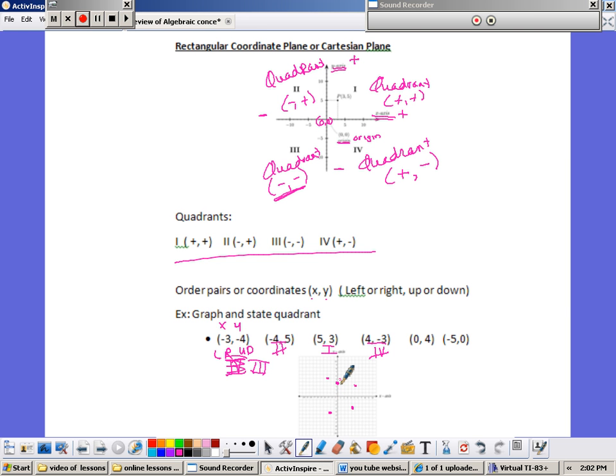What quadrant's that in? A lot of people say, well, it's in 1 and 2. No, there is no quadrant. If it lands on an axis, there is no quadrant that it's in. Go left 5. Don't go up or down. So this has a quadrant. That is none.